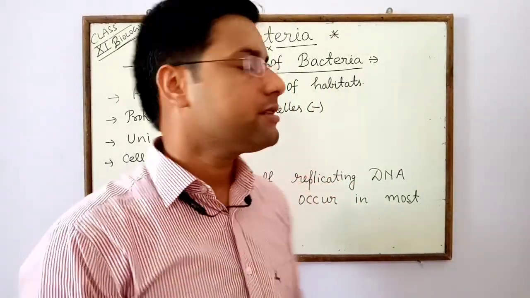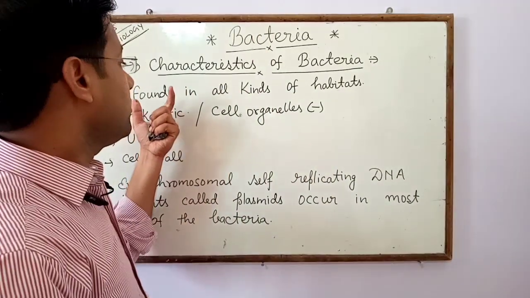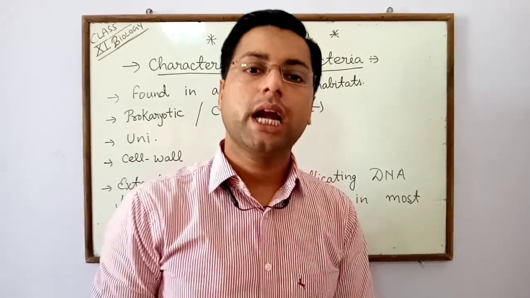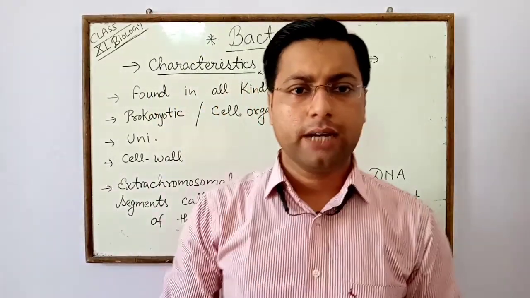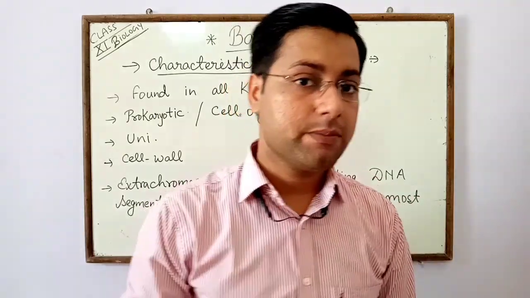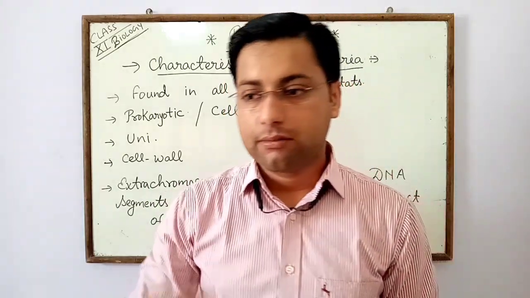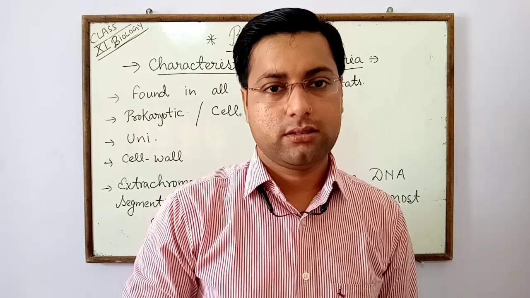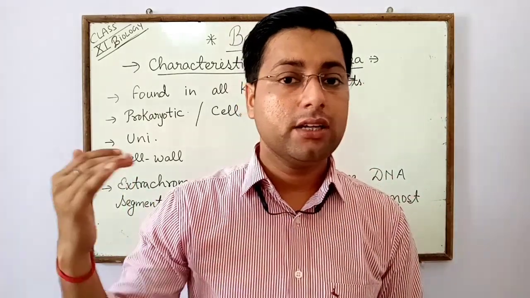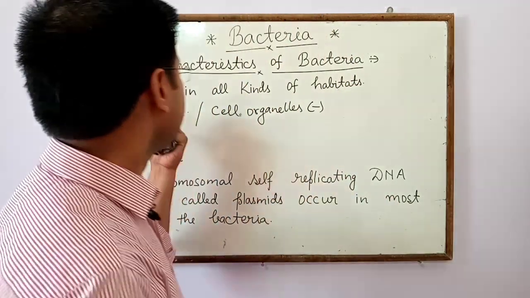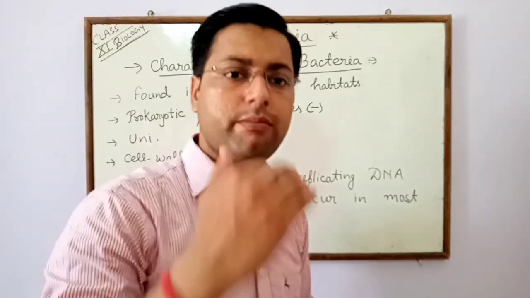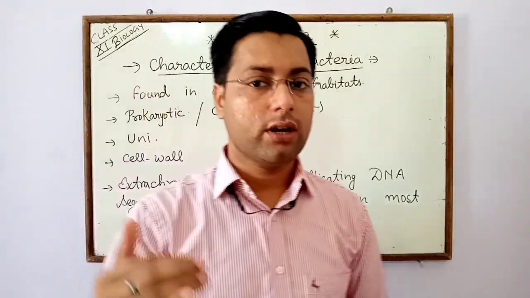In case of characteristics, first, bacteria are found in all kinds of habitats. All kinds of habitats means they are present in water, in soil, in food material, means everywhere on this earth. Bacteria are universal because they are present everywhere, so they are found in all kinds of habitats. After that, bacteria are prokaryotic organisms.